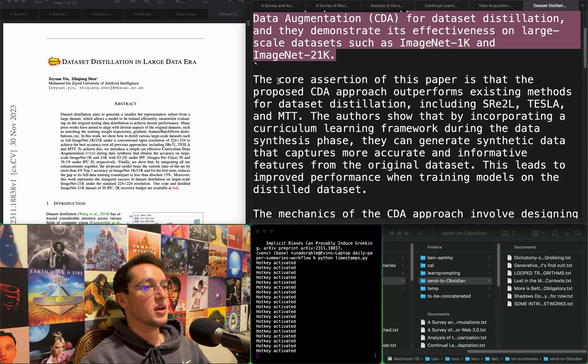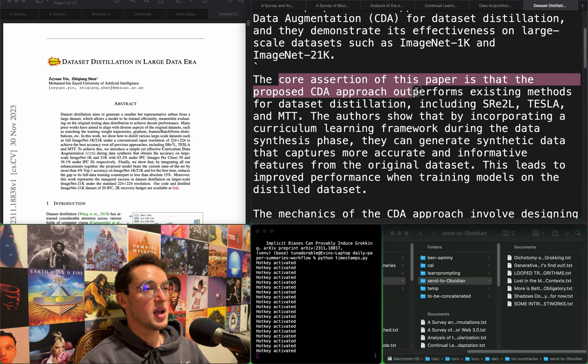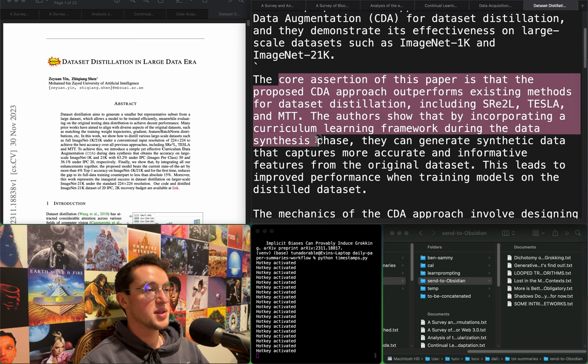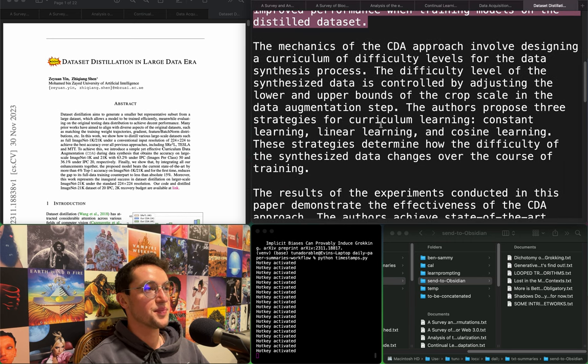Core assertion is that the proposed CDA approach outperforms existing methods for data distillation, including others. They show that by incorporating a curriculum learning framework during the data synthesis phase, it can generate synthetic data that captures more accurate and more informative features in the original dataset. This leads to improved performance when training models on the distilled datasets.